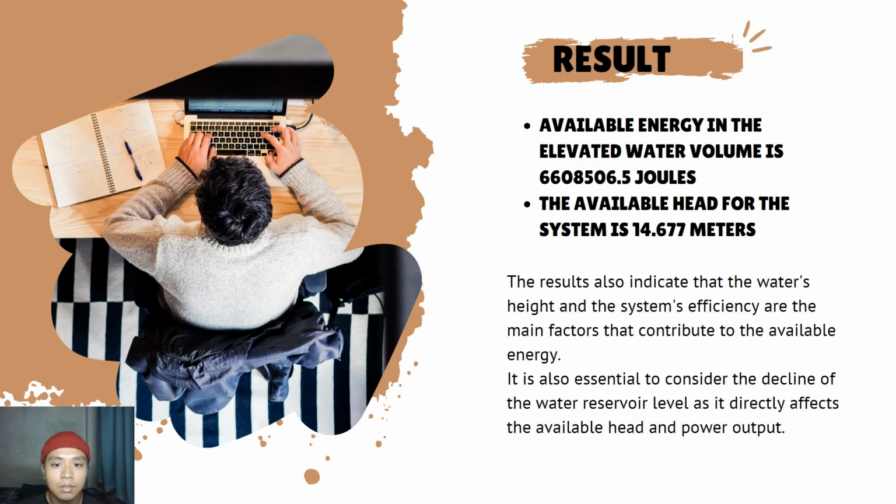As a result, we found that the available energy in the elevated water volume is 6.6 megajoules, and the available heat for the system is 14.67 meters. The results also indicate that the water's height and the system efficiency are the main factors that contribute to the available energy. It is also essential to consider the decline of the water reservoir level, as it directly affects the available heat and the power output.